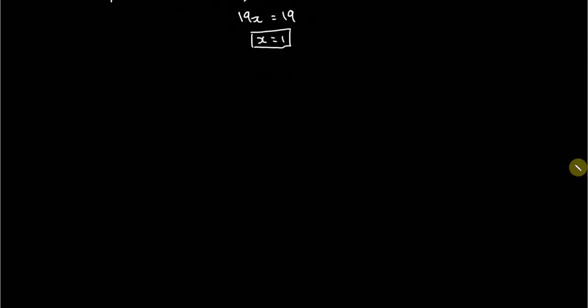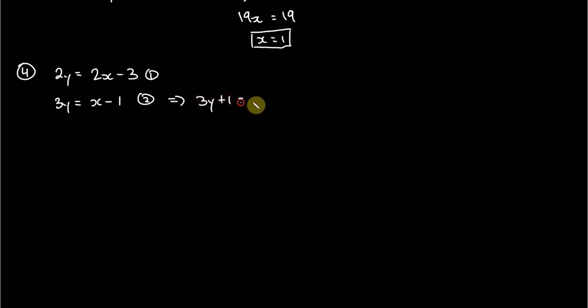Have time for one more. This one looks like a good example. So we've got 2y equals 2x minus 3. It's going to be our first equation. We've got 3y equals x minus 1. So it's equation 1, it's equation 2, and so we can very easily isolate x in equation 2. Basically we just need to add 1 to both sides. It's quite easy, so we're going to have 3y plus 1 equals x. So x equals 3y plus 1.